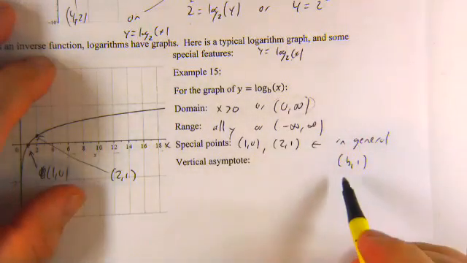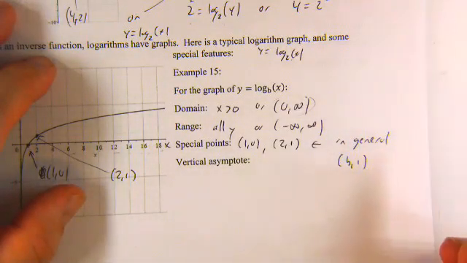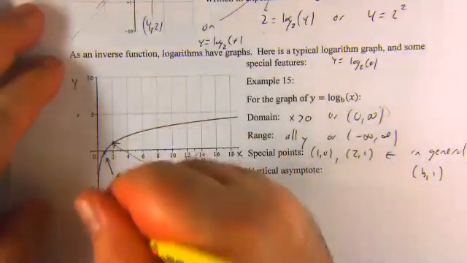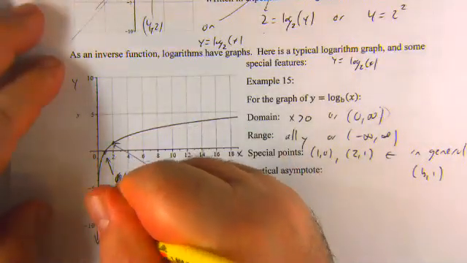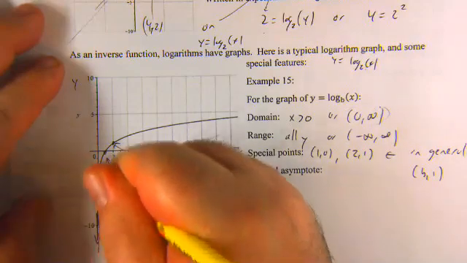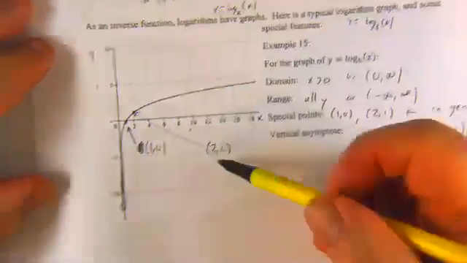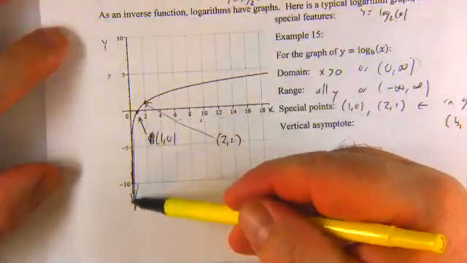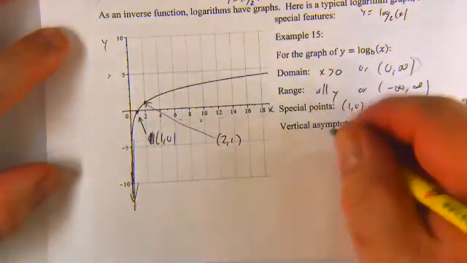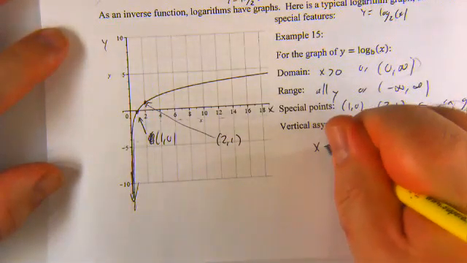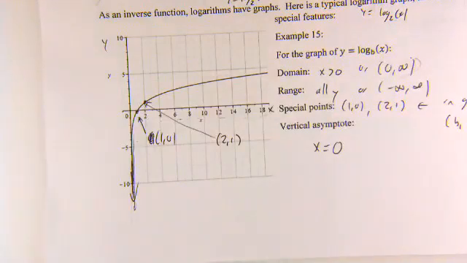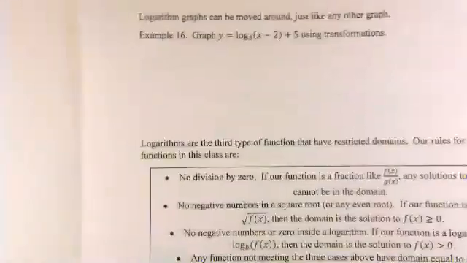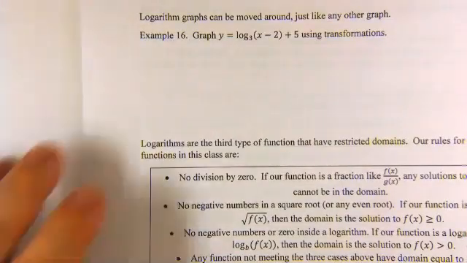But in general, if your base is b, then you get 1, y equals 1. Your vertical asymptote, the graph goes all the way down, gets very, very close. It's very, very close to the y-axis, but doesn't actually touch it. That's called the vertical asymptote, and that's at x equals 0. So those are the basic features of a log graph. And of course, they can be moved around just like anything else.